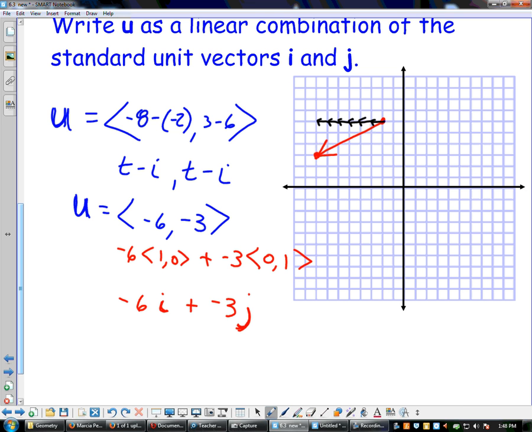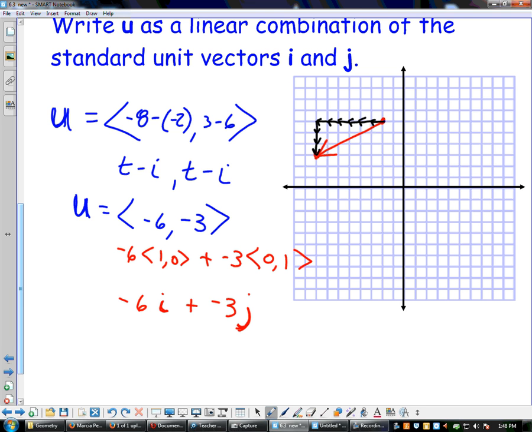Does that make sense? And then I know that from this point, I need to go down how many times? 3 units. So that's j is the one that points up, but I want to go down, so that's why I need a negative, and I need 3 of them. Does that make sense? Yeah, I like showing the slope.